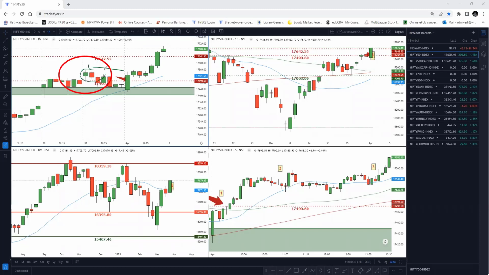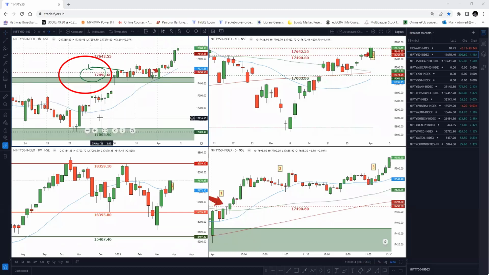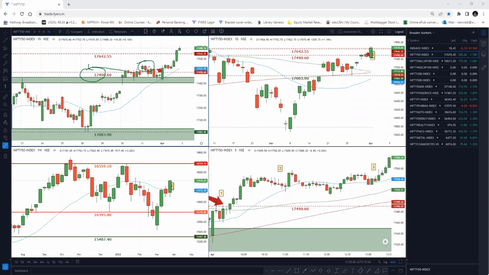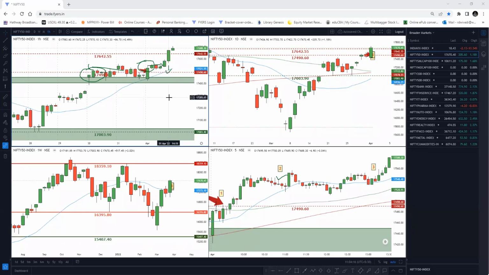We have the resistance here, right? Let me just zoom in. We have a small resistance here, and because of which, even after having a very nice breakout here, it failed, right? So this breakout here was followed by this red candle here, right? See, this is how multiple time frames come in handy.